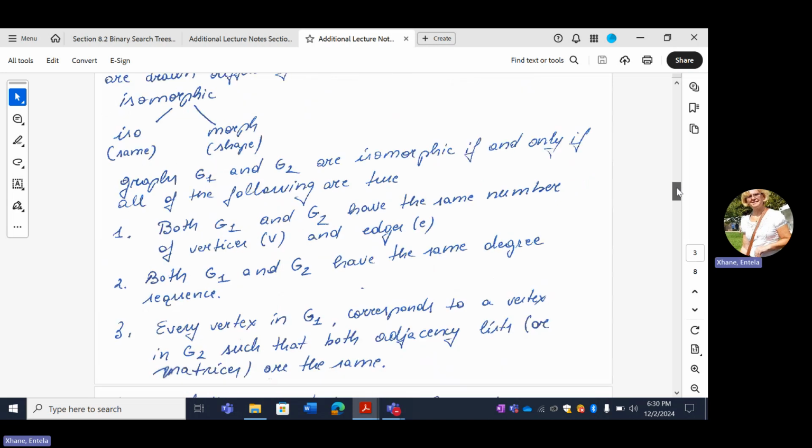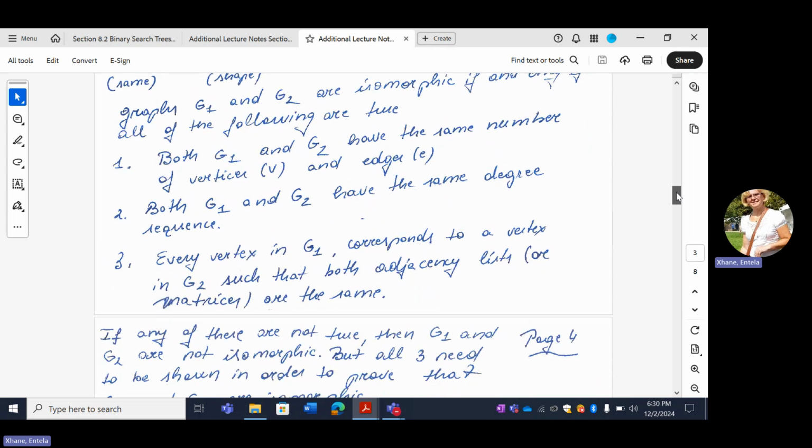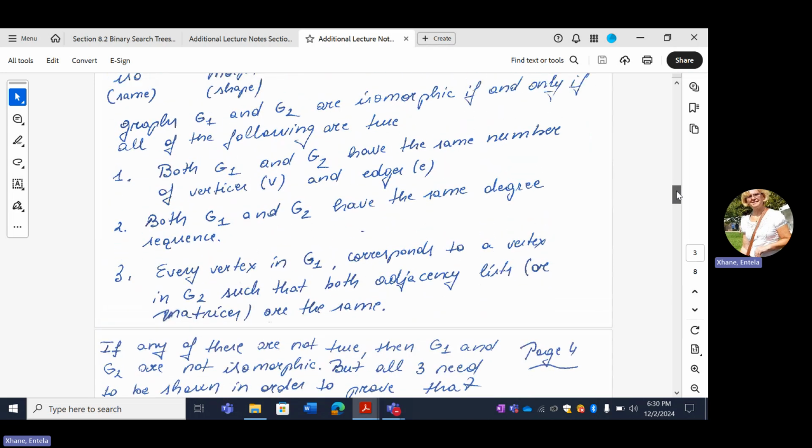Graphs G1 and G2 are isomorphic if and only if the three conditions are met or satisfied. Both graphs share an exact number of vertices and an exact number of edges. So the same number of vertices and edges. Both graphs have an equal sequence, or the same sequence, of the degrees. And then every vertex in G1 corresponds to a vertex in G2 such that both the list of adjacencies or the matrix of adjacencies, if you want to call it, match. You can use whatever you think is convenient.